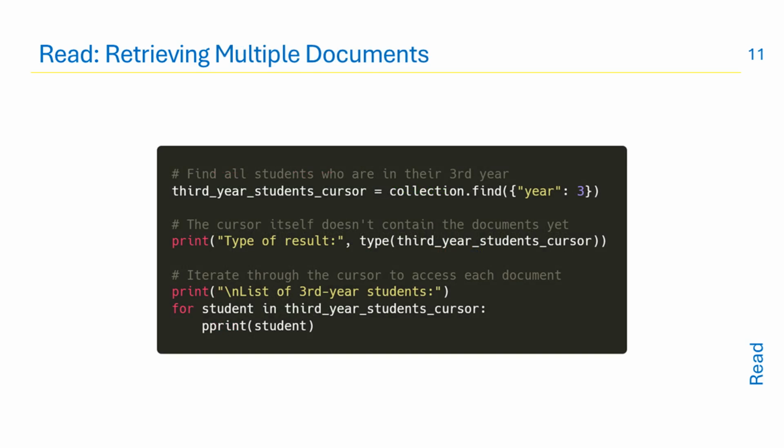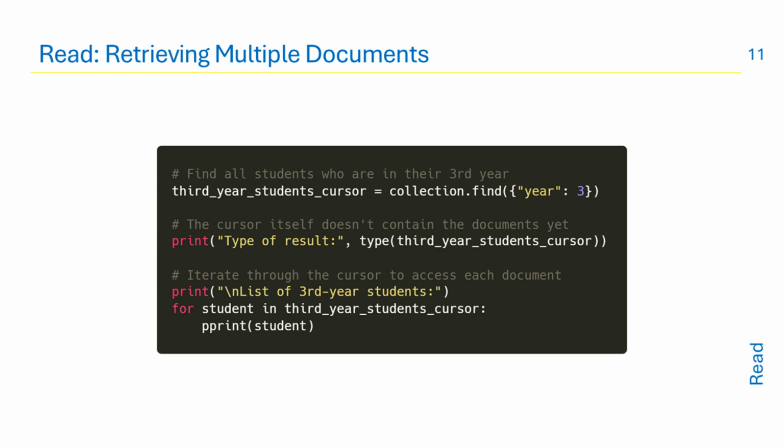When you need to retrieve more than one document, you use the find method. This is one of the most common operations you'll perform. The important thing to understand about find is that it doesn't return a list of documents directly. Instead, it returns a cursor object. You can think of a cursor as a pointer to the results of your query, which are still sitting on the database server. This is a very clever and memory-efficient design.